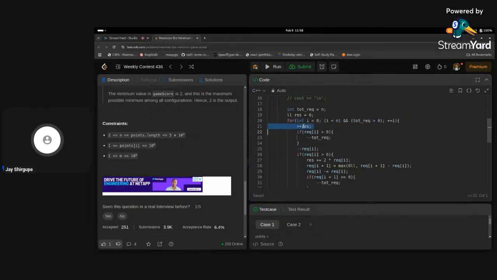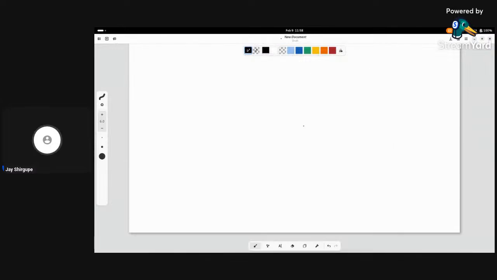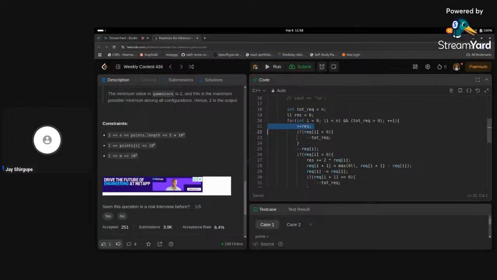First thing, you increment res. Why are you incrementing res? Up to this point, you were at the previous index I minus 1, and now you're coming to I. So you have made one move. Making one move means one operation added to res.